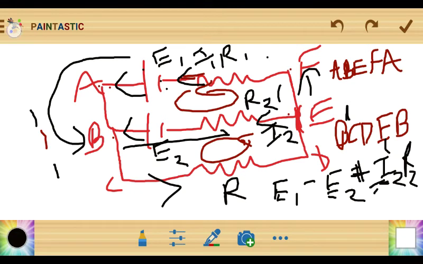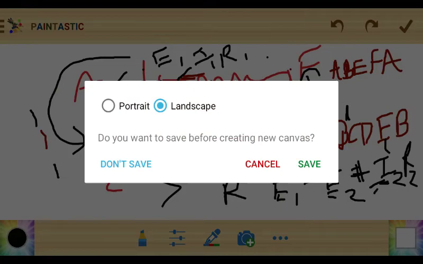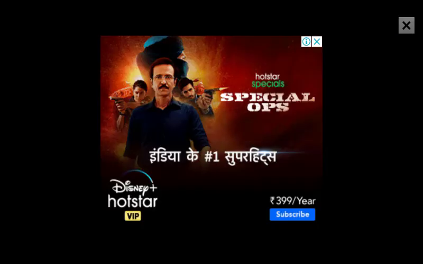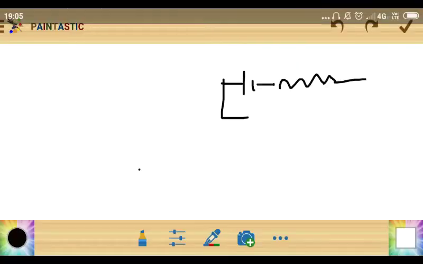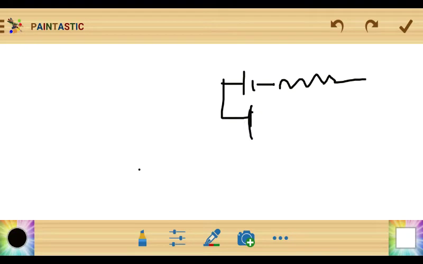What I'll do is something new. I'll draw a new one, just for simplicity. I am making a very small one. This is a battery, this is your resistor. This is a battery, positive, negative. This is your resistor. Remember, don't leave any gap or space. I am leaving one because I'm doing it by hand.